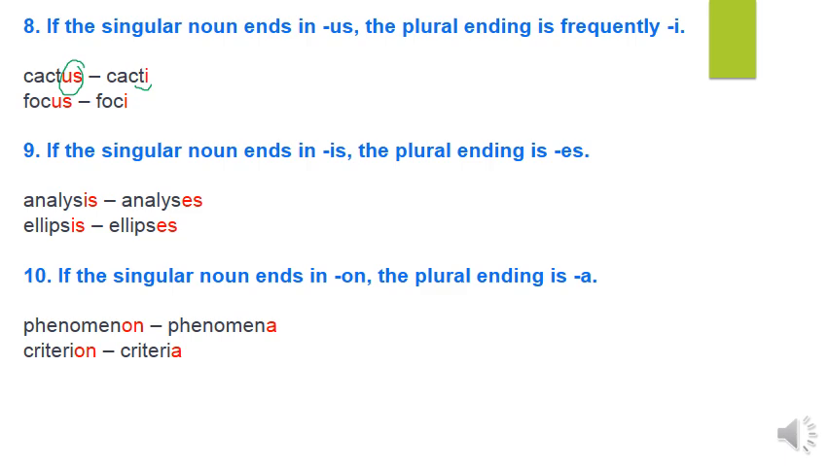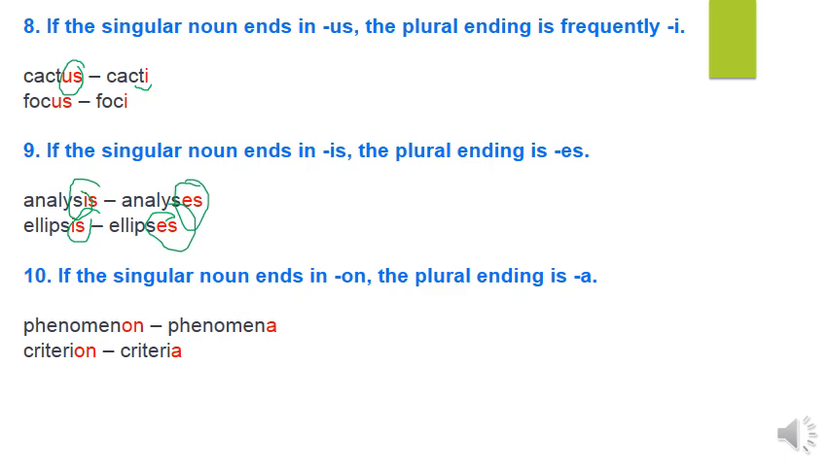Number 9, if the singular noun ends in is, the plural ending is es. So you change the is into es, like analysis, analyses, you change it to es. Ellipsis, ellipses, you just change the is into es. So if the noun ends with is, the plural ending is es.